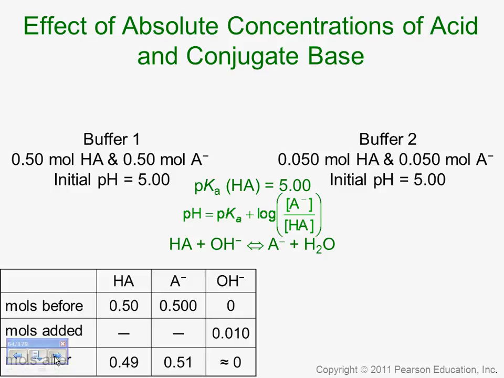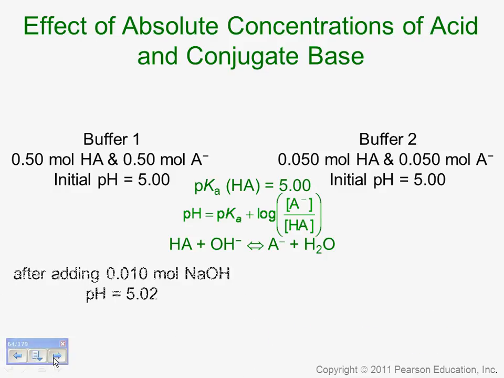Now let's run an analysis on them. Let's add 0.01 moles of hydroxide to the one on the left. Run the numbers, and you end up with a pH of 5.02. So the pH goes up, of course, you added hydroxide. But it goes from 5.00 to 5.02. Not much.